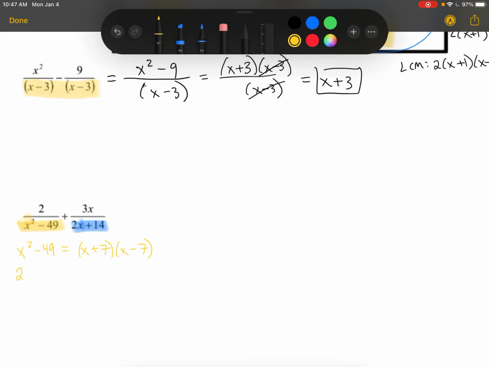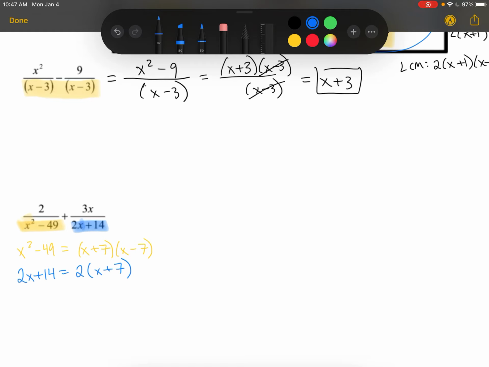And then second, we have, and I should do this in consistent colors here, 2x plus 14. Well, we can just factor a 2 out. And again, the GCF is 2, and that simplifies out there.